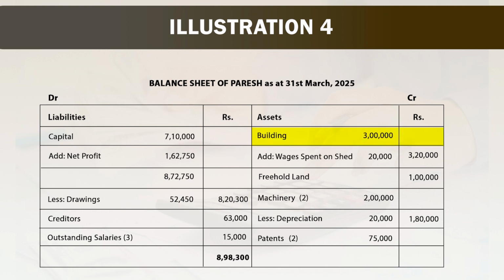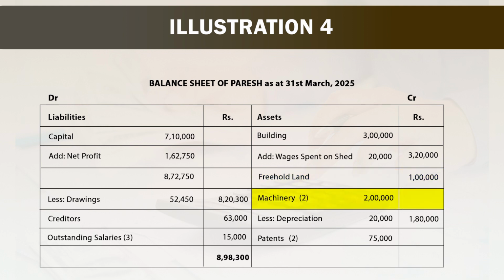We have building of rupees 3 lakh, and we have deducted this 20,000 rupees from our wages, but it is spent for this. So, it is to be added over here. So, 20,000 are added over here. So, that comes to 3,20,000. We have freehold land, that is our asset, 1 lakh rupees.